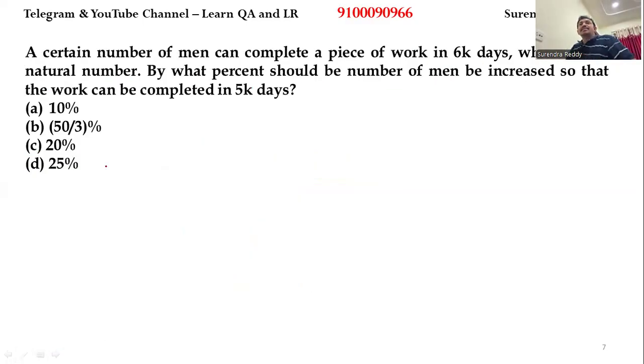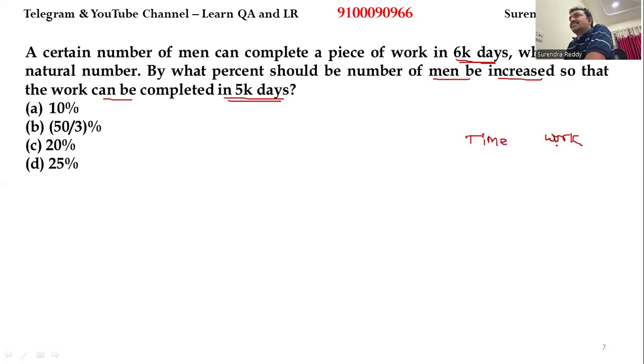Let's see the question. A certain number of men can complete a piece of work in 6K days, where K is a natural number. By what percentage should the number of men be increased so that the work can be completed in 5K days? The concept of time and work is very important to understand. Let me tell you what you mean by time and work, how they're correlated.